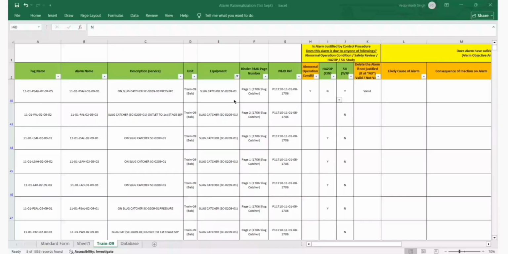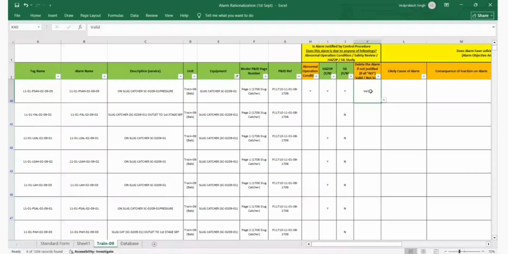No, actually, I mean, there is a definition. Was it considered a trip? So I want to put here yes, no. Yes, okay. So the answer is yes. And in SIL, we have considered this in the layer of protection. So no problem. So guys, this is a valid alarm as per this definition.